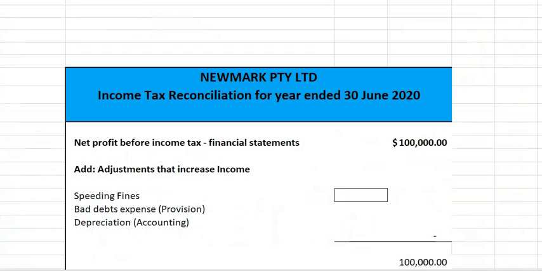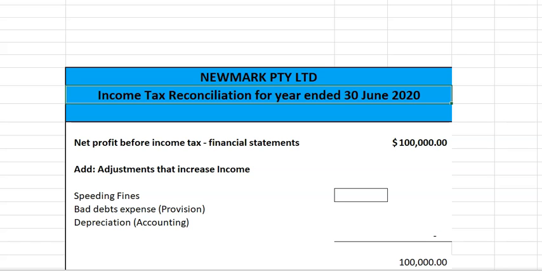So you can see we're in Excel. We have the company Newmark Proprietary Limited, and we're performing the income tax reconciliation for the year ended 30 June 2020. Now we've started out with our net profit before income tax, and that comes from the financial statements. This is effectively the accounting profit of $100,000 in our example.